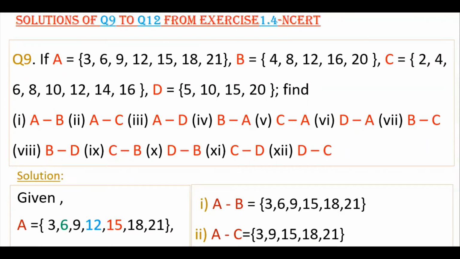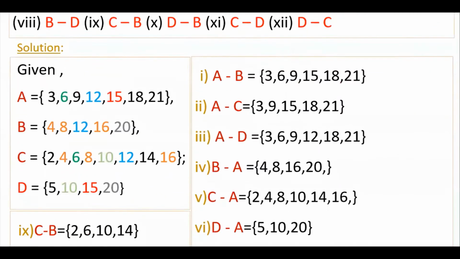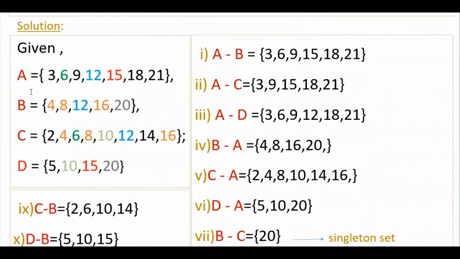Now I am going to tell the solutions of question 9 to 12 from exercise 1.4 from NCERT. This is 9th question. Here there are 4 sets given. You have to find the difference of these two sets. See here, all the values you have to find. So for that, you have to write first the given sets here. These are the given sets A, B, C, D. And you have to find these values, A minus B, A minus C, A minus D, like that.